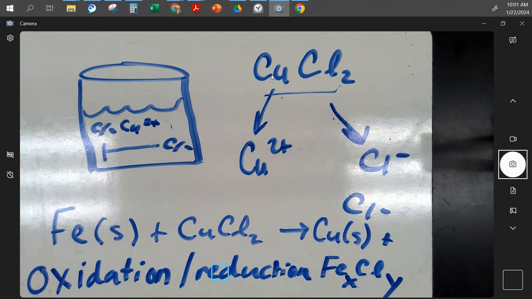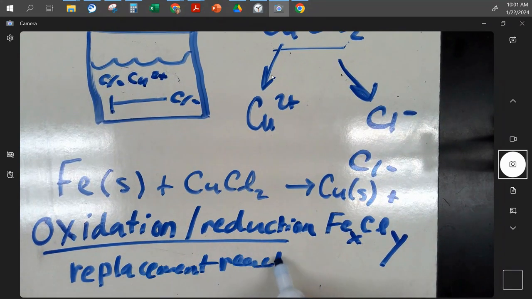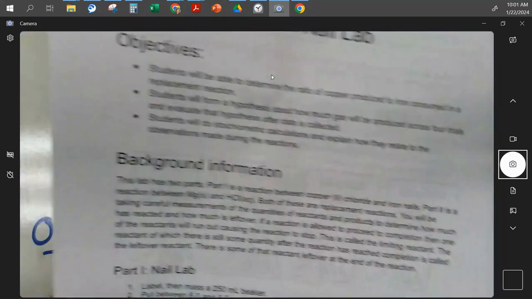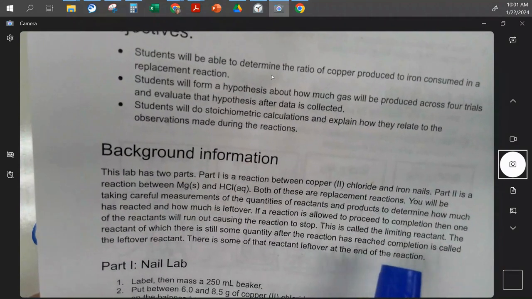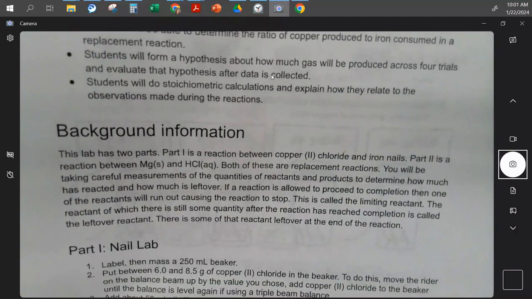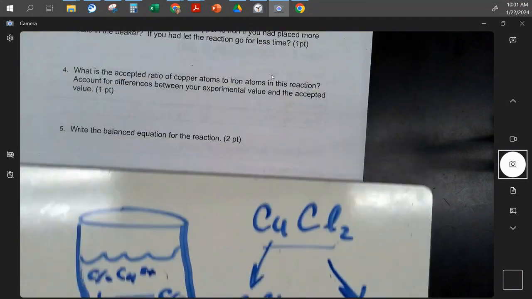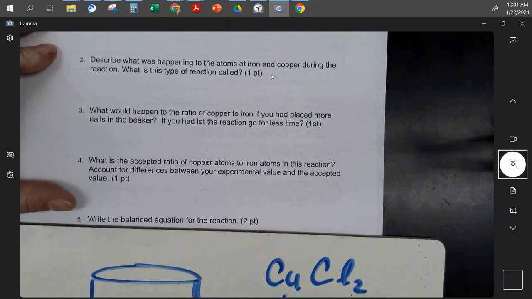This is also known as a replacement reaction. Okay, so either of those are correct. In our instructions, it tells us it is a replacement reaction. But if you think back to chapter 5, remember we had to figure out which one's going to be a solid. Do you remember doing that? Okay. Well, maybe we'll review that one also.